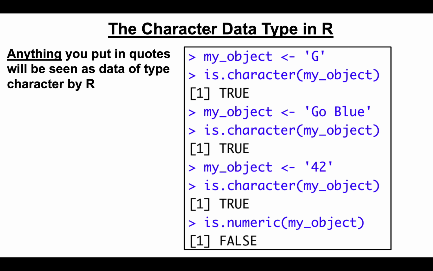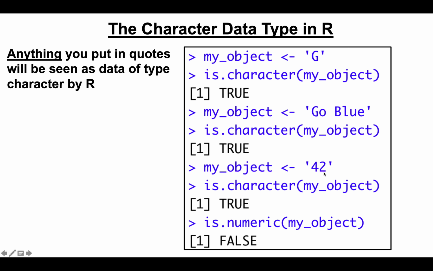The next important data type in R is the data type character. It's pretty straightforward. In R, anything you put in quotes, R is going to see as data of type character. So we can create data of type character just by putting something in quotes. Here we're putting G in quotes. We could also put something like go blue, and that's going to take all of that character data and put it into this my object. And we can ask, is that character? And yes, R would tell us that it certainly is.